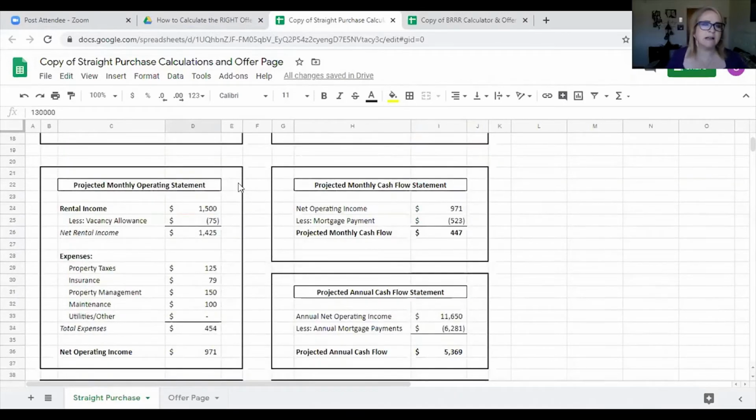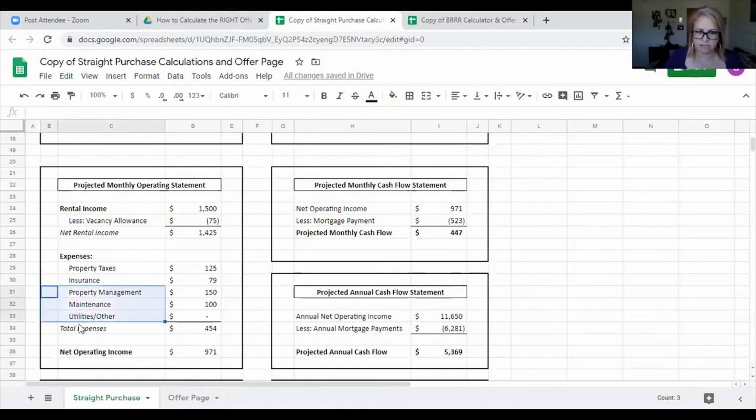All right. So the first thing that I'm doing is I'm looking at a projected operating statement. As far as knowing the calculations, this is super simple. It just starts with rental income. So your rental income, and then you put your vacancy allowance or whichever percentage you put in. So we did 5%. So in that case, that's $75.